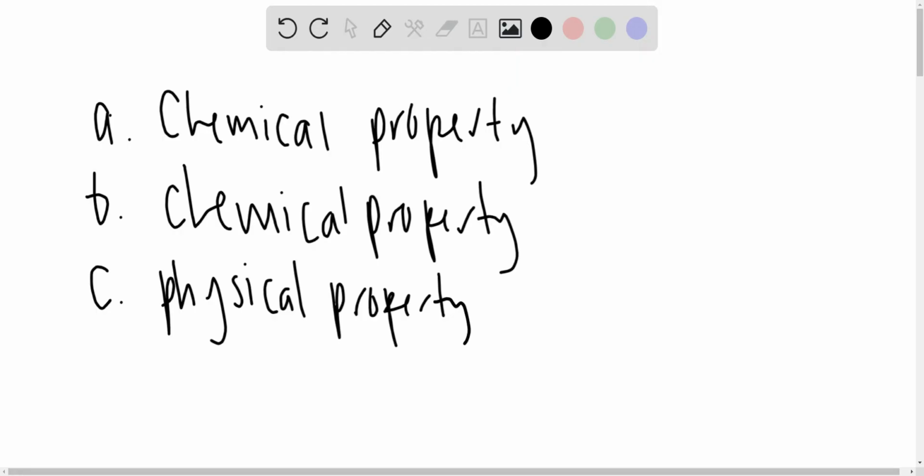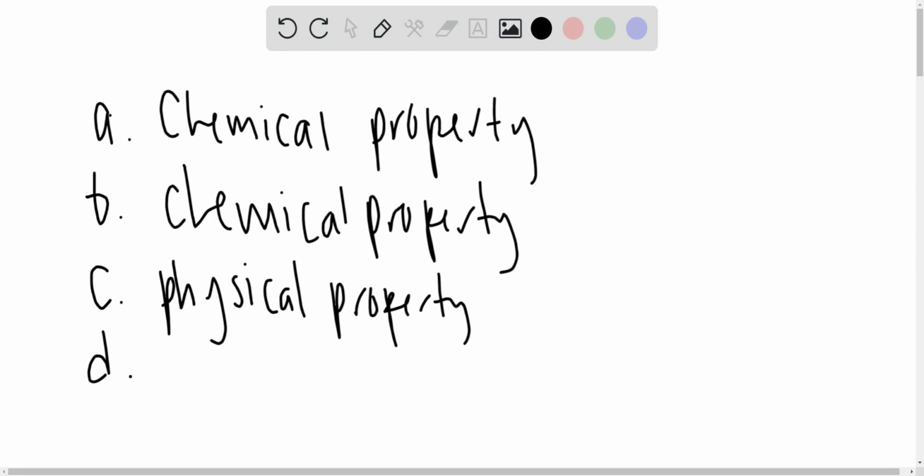Okay. Now let's look at part D. Lead is denser than aluminum. So denser. So these are just properties of two elements, right? Is there any change happening here? Are these elements changing at all? Are they interacting at all? No, right? This is just a physical property of the element.